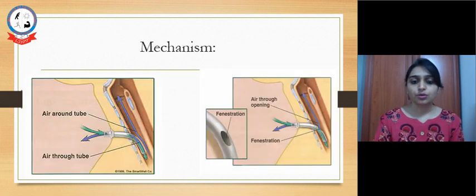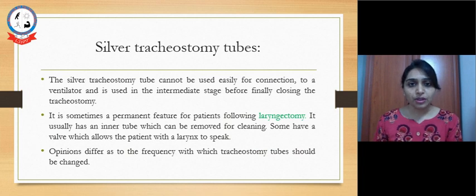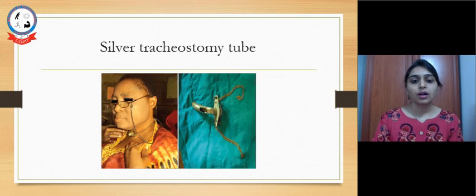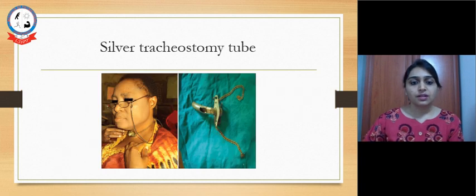Here is the mechanism shown of how the patient can speak. Another type is the silver tracheostomy tube, which is a kind of permanent tube which the patient has to go along with. It is usually seen in patients who have undergone laryngectomy, and these tubes usually can be kept for some time, and after that there will be a fixed stoma fashioned in the patient, which is a firm track from skin to trachea, and there will not be much difficulty in changing the tube by himself. Here is an example of a silver tracheostomy tube a patient is carrying.